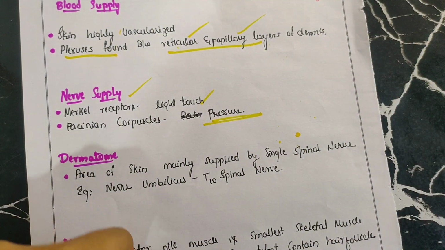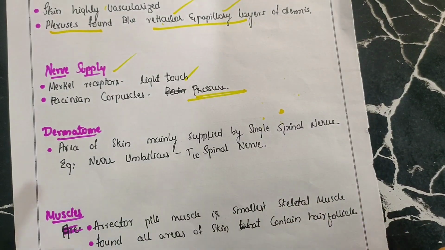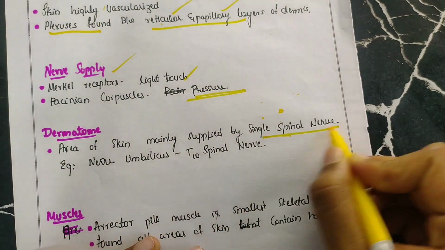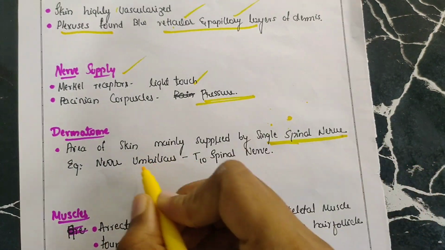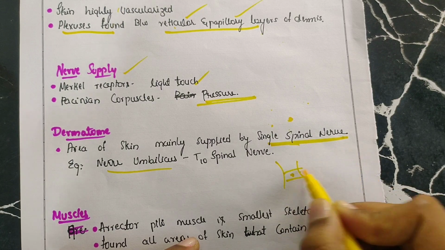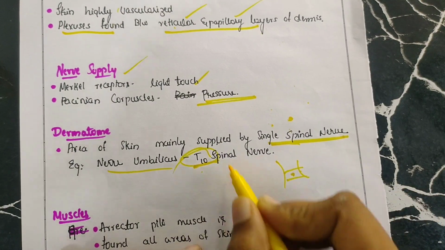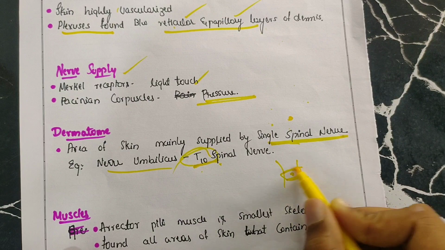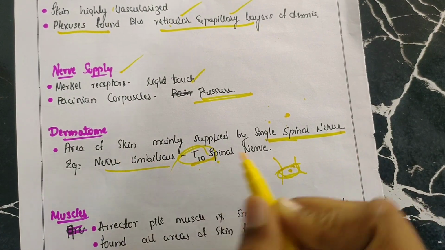Touch perception is received by Merkel's receptors. And dermatome. What is a dermatome? A dermatome is any segment of the skin which is supplied by a single spinal nerve. Example, the umbilicus region. Near the umbilicus region, it is supplied by the T10 spinal nerve. T10 spinal nerve supplies this single dermatome. It is supplied by a T10 spinal nerve.